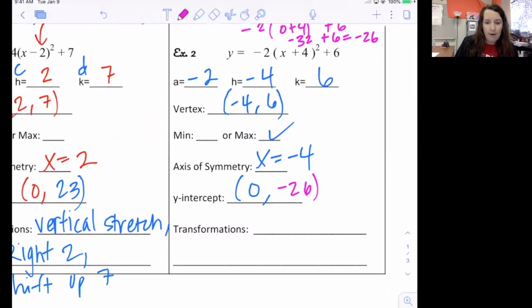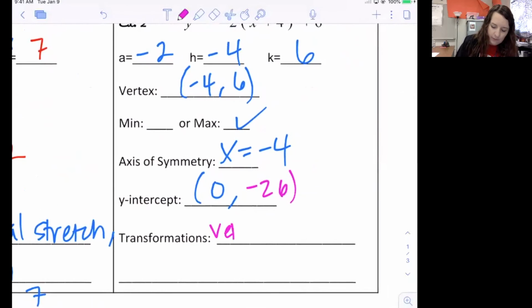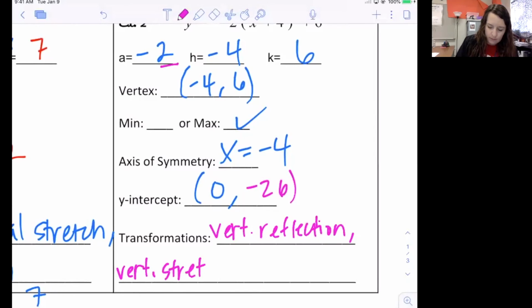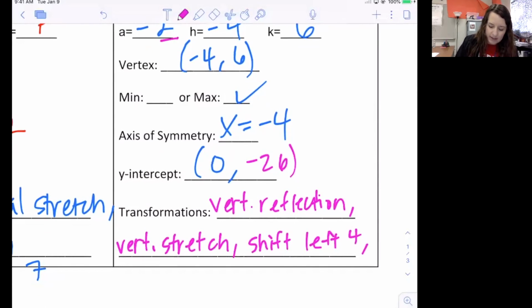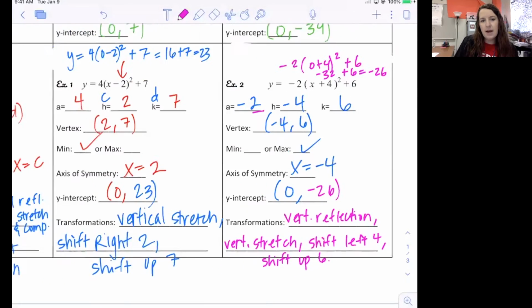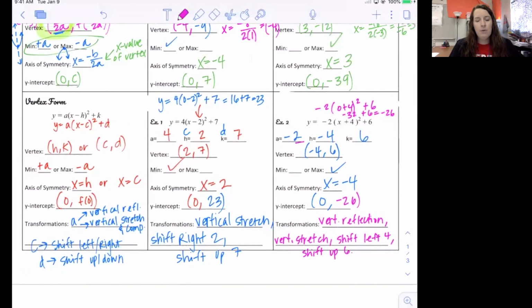And then for transformations, I have a vertical reflection because my a value is negative. I have a vertical stretch because my value is 2. So the negative does the reflecting. The 2 is going to be a vertical stretch. My c value, or my h value, is negative 4. So it's going to shift left 4. And then my k value, or my d value, is 6. So it's going to shift up 6.